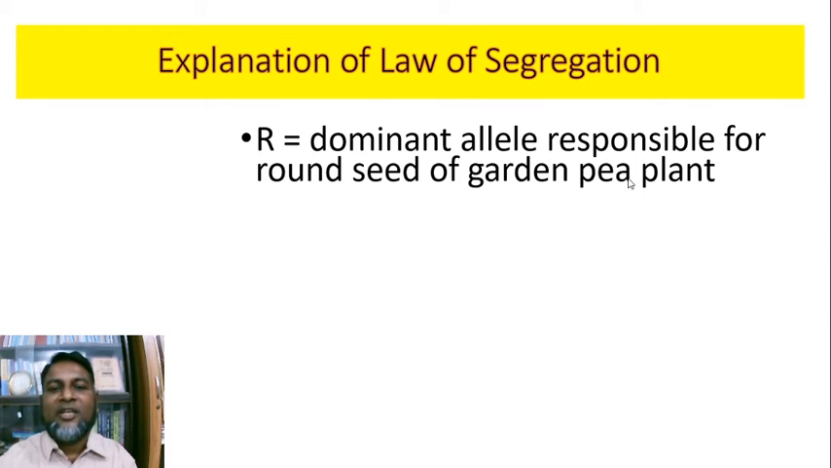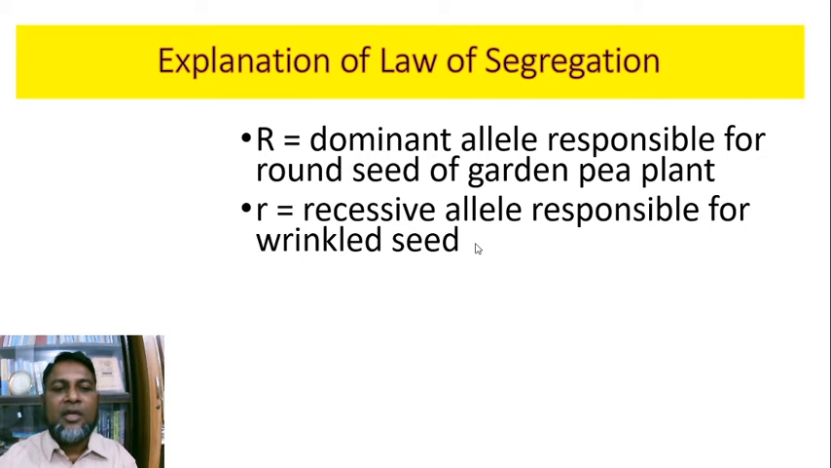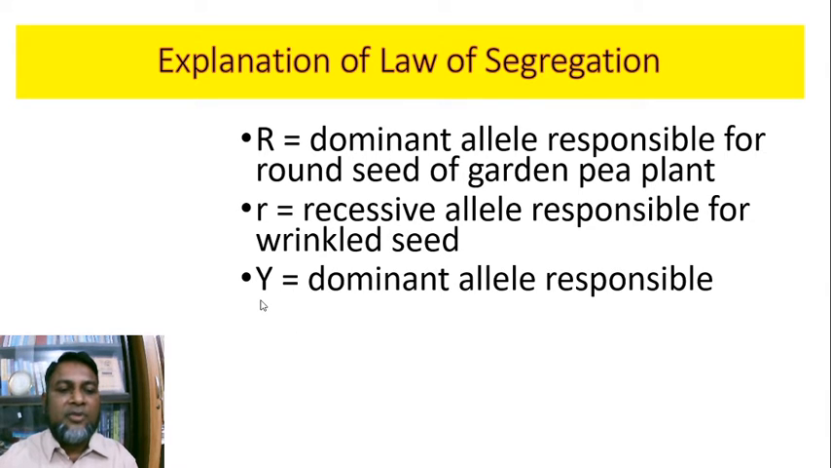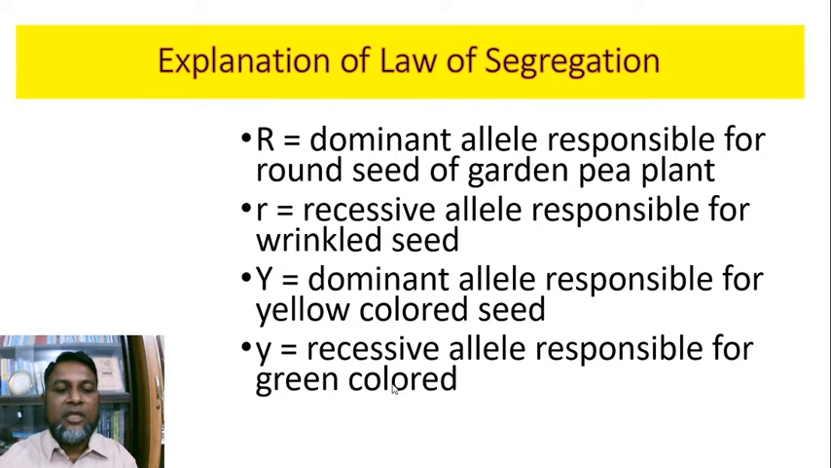Capital R is the dominant allele responsible for round seed of the garden pea plant, whereas small r means the recessive allele responsible for wrinkled seed. Capital Y is the dominant allele responsible for yellow colored seed. Small y means the recessive allele responsible for green colored seed.